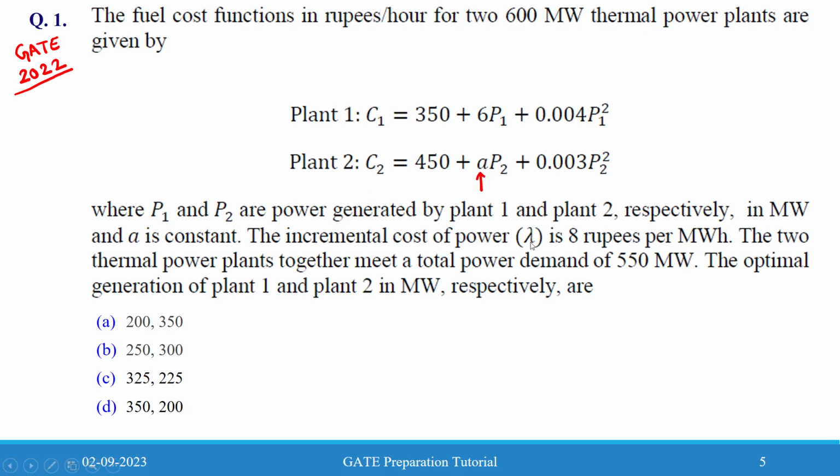The incremental cost of power, lambda, is 8 rupees per megawatt hour. The two thermal power plants together meet a total power demand of 550 megawatt, so the total load is 550 megawatt. The optimal generation of plant 1 and plant 2 in megawatt respectively are asked. Nothing is given about line losses, so just assume that we have to neglect the line losses.